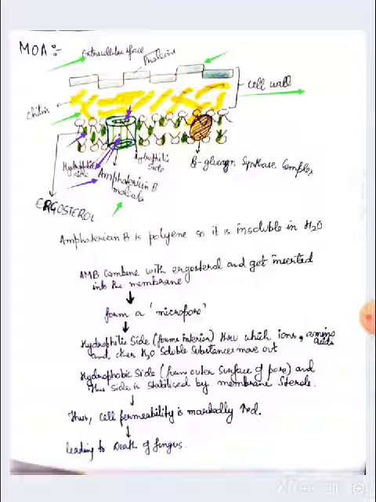Now it forms a micropore. As I said, it has two sides; the hydrophilic side forms the interior, which I am showing you with the blue arrow. Through this, ions, amino acids, and other water soluble substances move out. And the hydrophobic side, which I'm showing you with the yellow arrow, forms the outer surface of the pore, and this side is stabilized by membrane sterols. Thus, the cell permeability is markedly increased, leading to the death of the fungus.